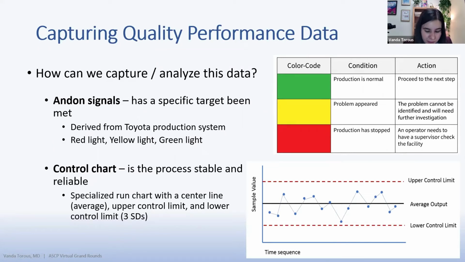And it really was to promote transparency within the teams and encourage them to come forward and identify issues rather than keeping them hidden in fear of judgment. And I think that is a wonderful application to QA in general and a wonderful theme to QA that we have to keep in mind. Now, control charts as well. It's a specialized run chart where you have an average output that you can see, as well as established upper control limits and lower control limits, usually which are 3 standard deviations from the norm. And it's helpful in telling us if the process is stable and reliable.